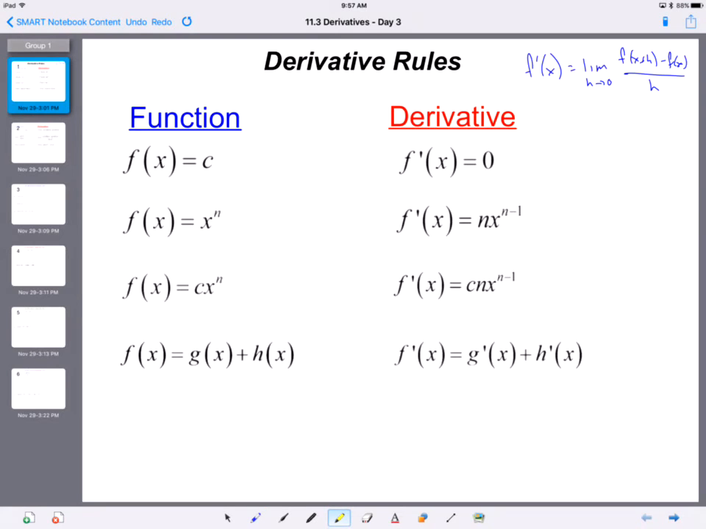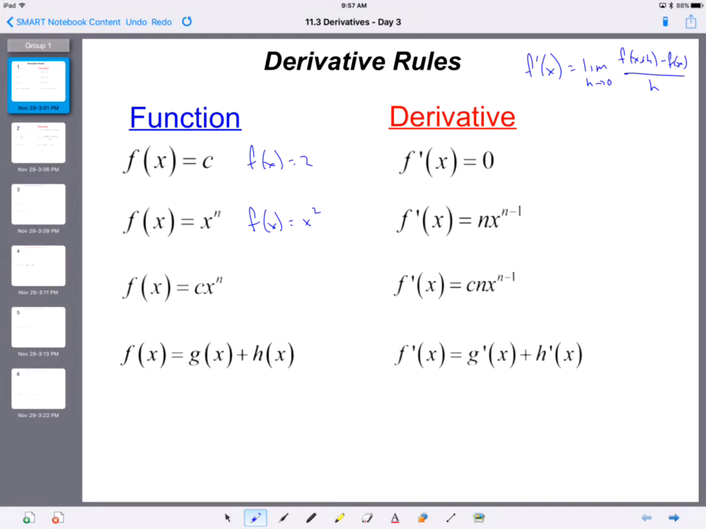So the first one is f of x equals c, and so this is something like f of x equals 2. When we did our constant, you noticed pretty quickly that the derivative was always going to be 0. So that's true for all constants. What if we had x raised to a power? So f of x equals x squared.